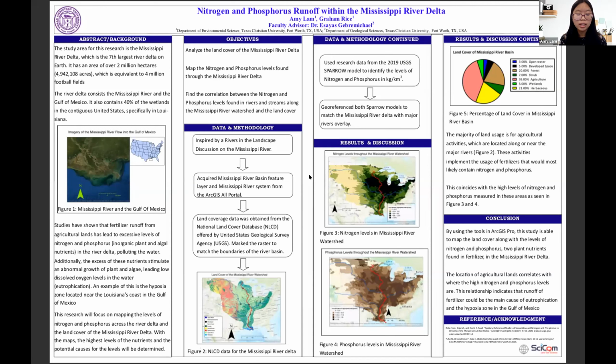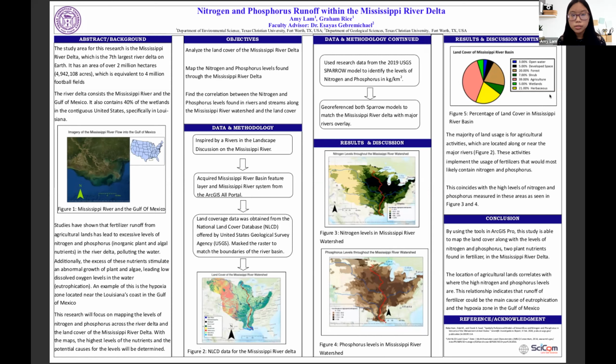So it's really big. In the river basin, there's the Mississippi River, the Gulf of Mexico, and 40% of the wetlands in the continental United States, mostly in Louisiana. Previous studies have shown that fertilizer runoff from agricultural lands has led to excessive levels of nitrogen and phosphorus, which are inorganic plant and algal nutrients in the river basin. This has led to water pollution and eutrophication. Our research will focus on mapping the levels of nitrogen and phosphorus across the river basin along with the land covers of the river basin itself.